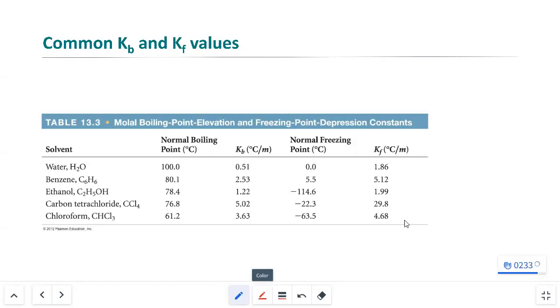For water, every mole of concentration will raise the boiling point by half a degree, and will lower the freezing point by almost 2 degrees, 1.86. Whereas for other substances, that effect is going to be a lot greater because the strength of the intermolecular forces is going to be a lot more noticeable. If you have weak intermolecular forces to begin with, and we've just intensified and strengthened them, we're going to see a much bigger impact.